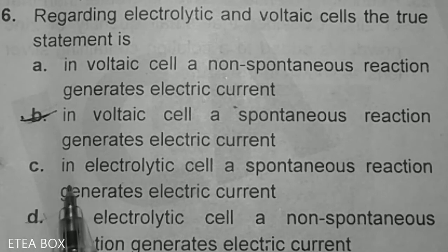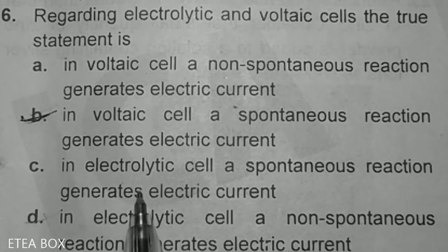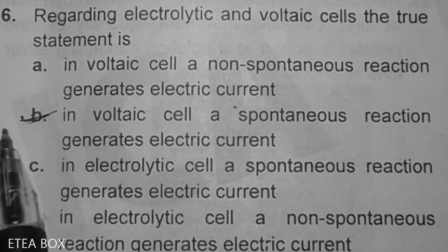Look at the C option. In electrolytic cell a spontaneous reaction generates electric current. This one is incorrect because in electrolytic cell non-spontaneous reaction occurs, okay? Look at the D. In electrolytic cell a non-spontaneous reaction generates the electric current. This one is also incorrect because in electrolytic cell the current is not produced, okay? So here option B is correct.